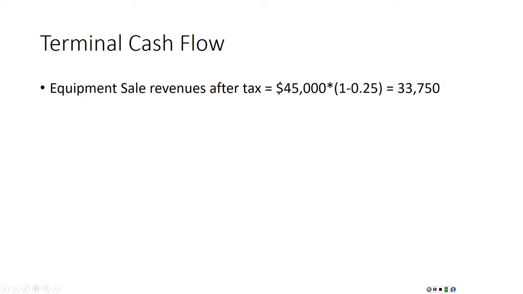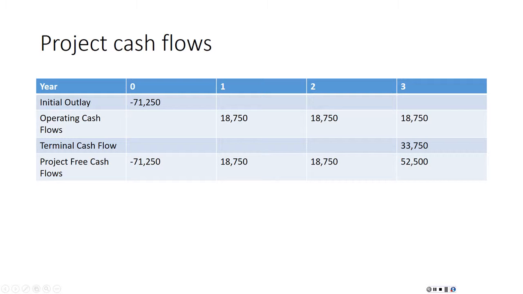The terminal cash flow would be $45,000 times 1 minus 25%, for $33,750. So we have an initial outlay of a negative $71,250 and operating cash flows of $18,750 for 3 years, and then a terminal cash flow of $33,750.